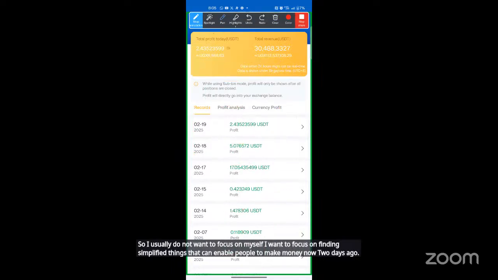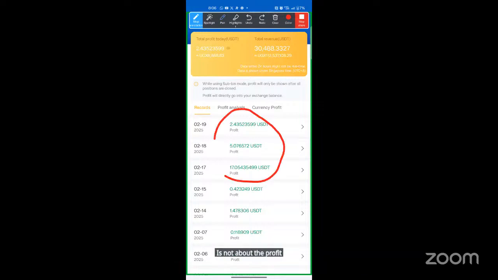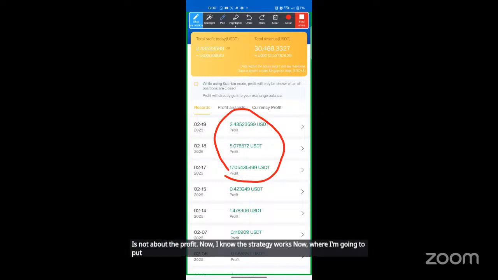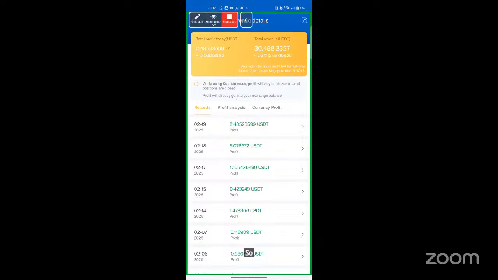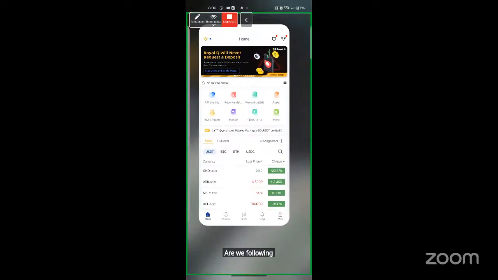Now, 2 days ago, this is where I started testing different strategies. Now, for me to prove a strategy is not about the profit. Now, I know the strategy works. Now, where I'm going to put my focus is providing better settings that can allow the strategy to at least deliver a minimum of $100. So when I compare, are we following? No.